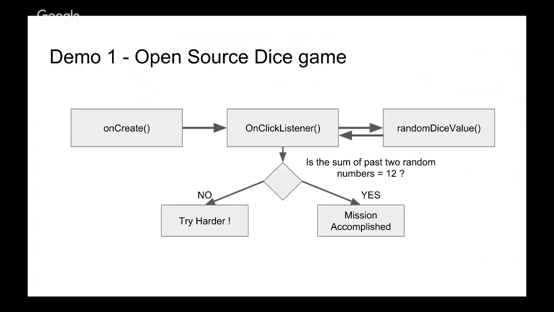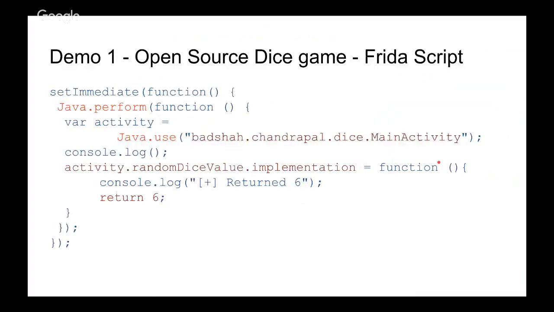Now this also checks if the sum of the past two random numbers is equal to 12, then we say mission accomplished. If not, try harder. That's what we got. Initially the sum of the past two random numbers was not 12, so we got the message try harder. Our target will be this function, because this is what returns the random number. Let's try to take control over it.